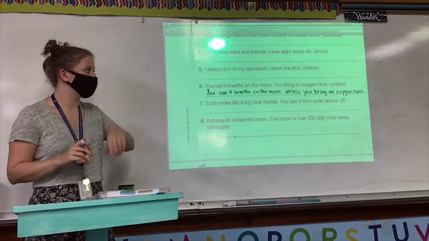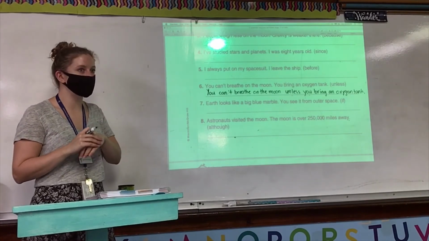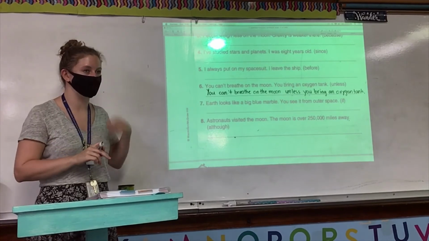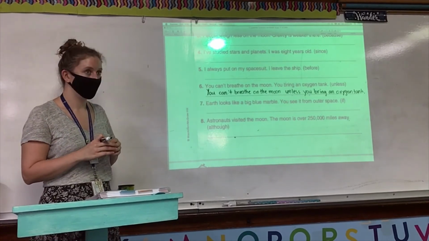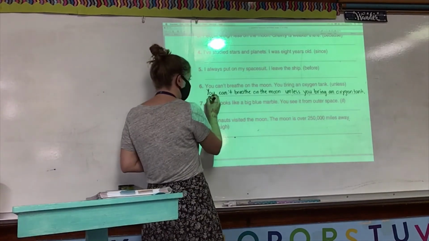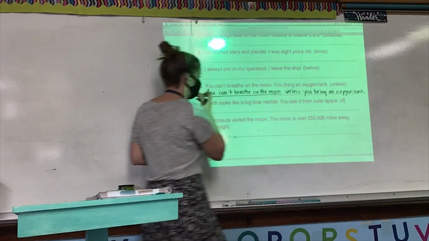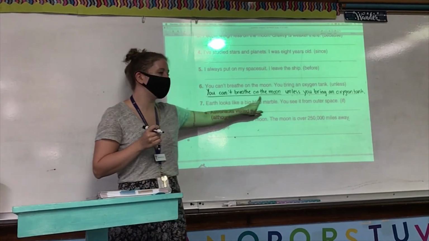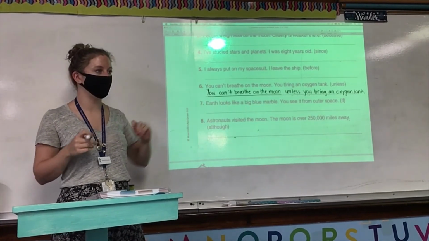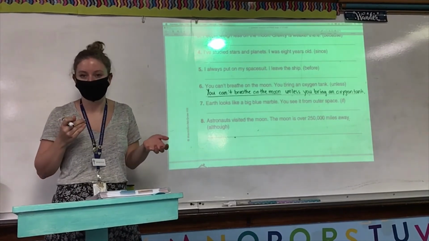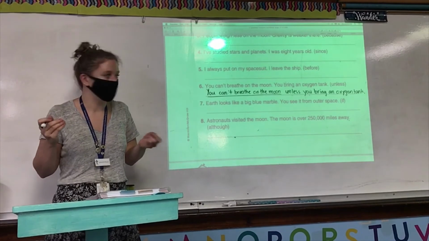Okay, Michaela, which part of this sentence is the independent clause? Which part can stand alone by itself? You can't breathe on the moon. It has a subject, you. It has a predicate, can't breathe on the moon. There's nothing that confuses us. If we need more information, it's just because we're curious, not because there's not enough written.